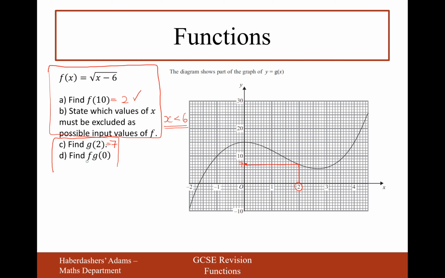Moving on to part D, g of 0. So you would go to 0 on your input axis, up you would go to 15. So this is 15, so it'd be f of 15. So g of 0 gives you 15, but now we have to put 15, the answer, into the f function. So it's going to be the square root of 15 minus 6. 15 minus 6 we all know is 9, square root of 9 is 3. So the answer to part D is 3.